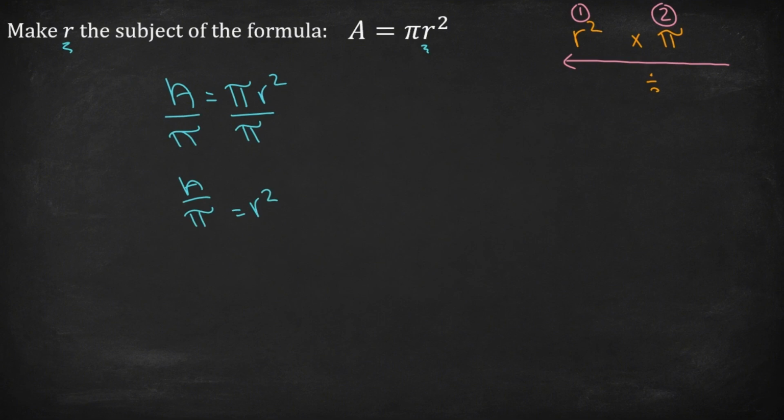All right, so now we have r squared, but we only need r. So here I need the inverse operation of squaring, and that is to take the square root. Therefore, I'm going to take the square root of both sides.